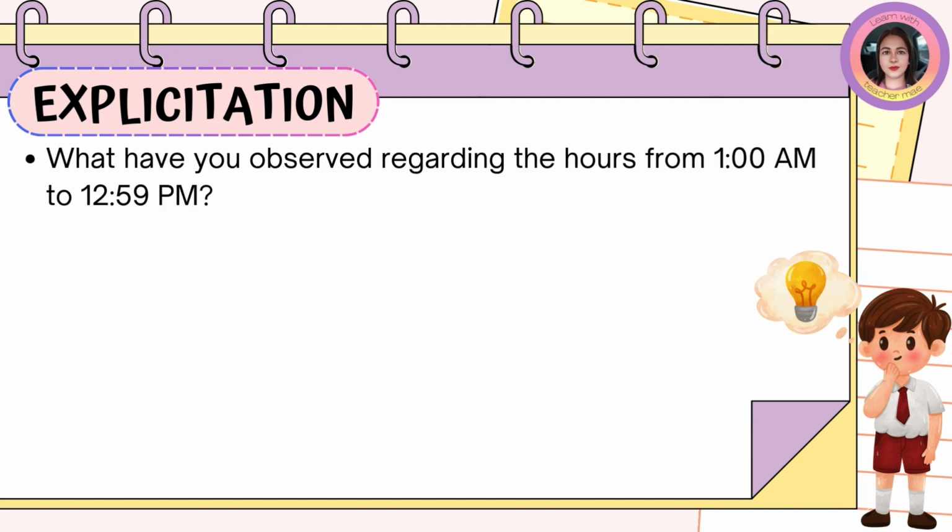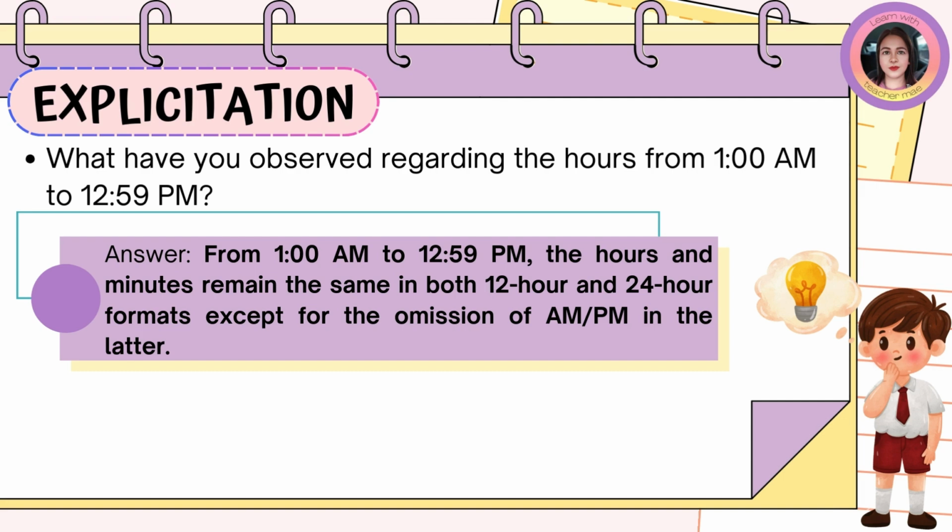What have you observed regarding the hours from 1 o'clock a.m. to 12:59 p.m.? From 1 o'clock a.m. to 12:59 p.m., the hours and minutes remain the same in both 12-hour and 24-hour formats, except for the omission of AM or PM in the latter.